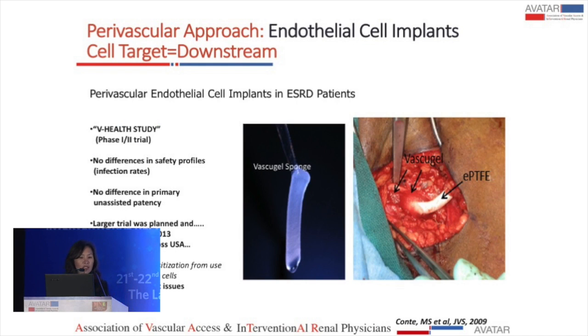They did a safety study called the V-HEALTH study that showed no differences in infection, so safe, but the sample size was too small, so they could not show a difference in primary unassisted patency. So they went on to have a larger trial to look at this endpoint.